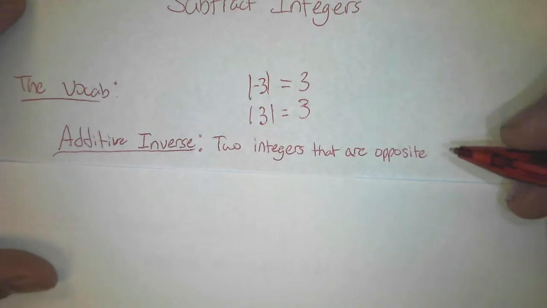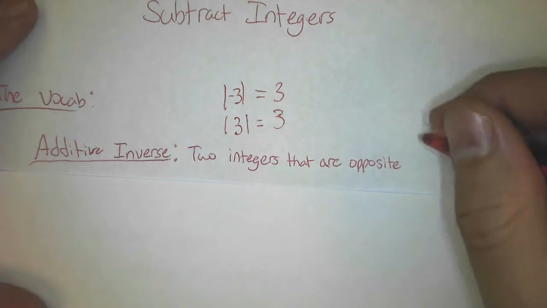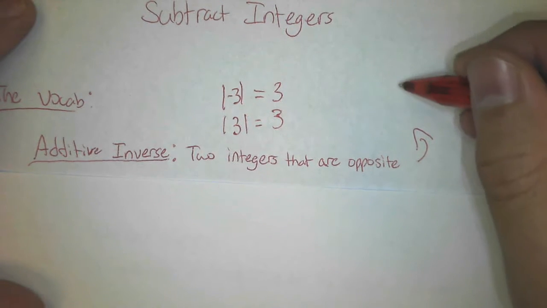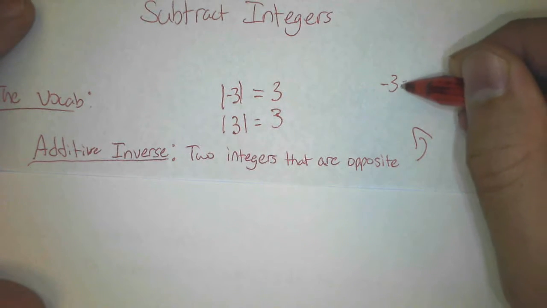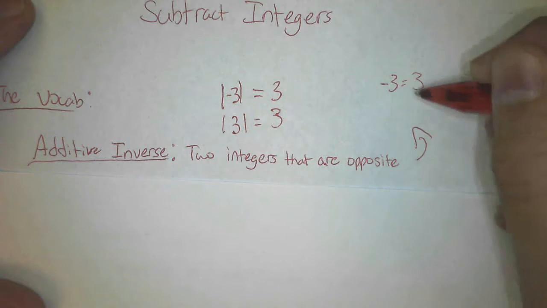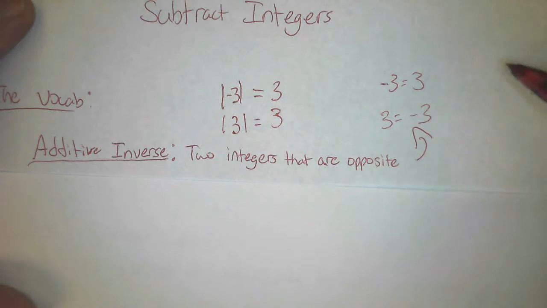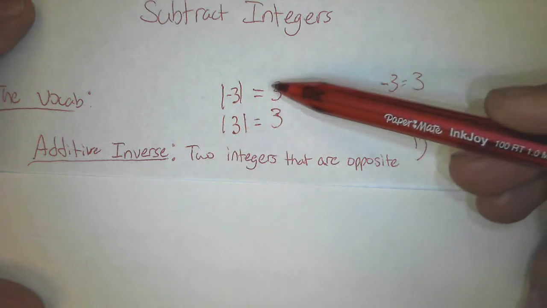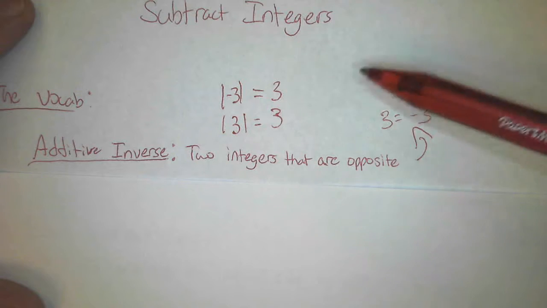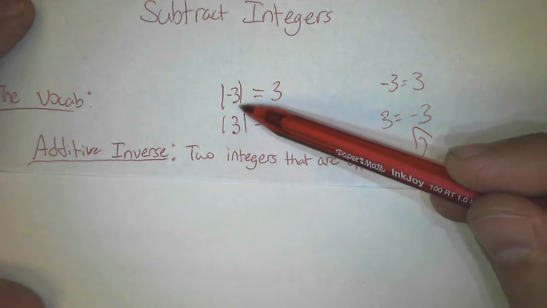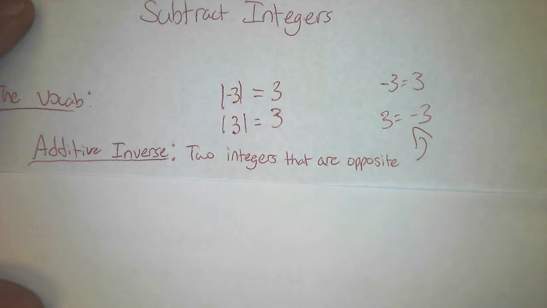well. If I'm looking at additive inverses, the additive inverse of -3 is 3. The additive inverse of 3 would be -3. So the additive inverse is the opposite. Again, the absolute value is the amount of units these numbers are away from 0.